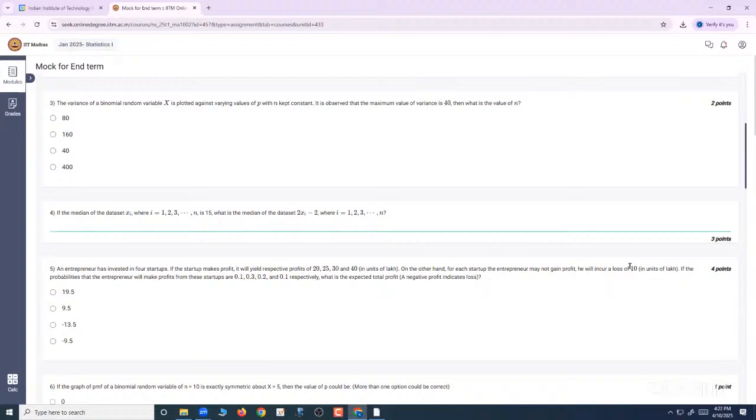It's a loss of minus 13.5. So basically it is a loss which is minus 13.5. Correct. Somebody got 19.5. Oh yeah, I forgot to subtract the loss. Okay, fine.